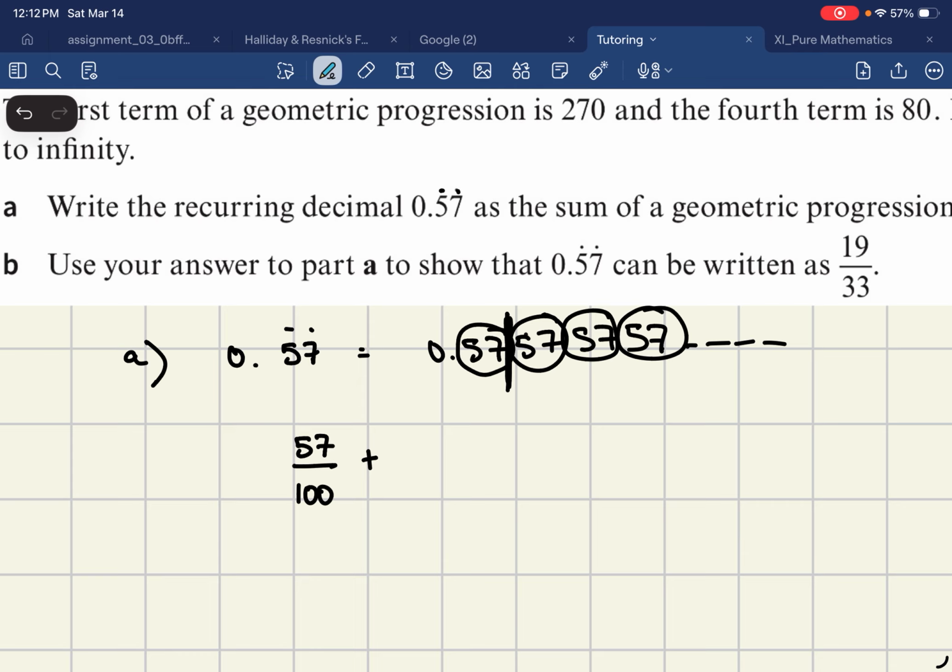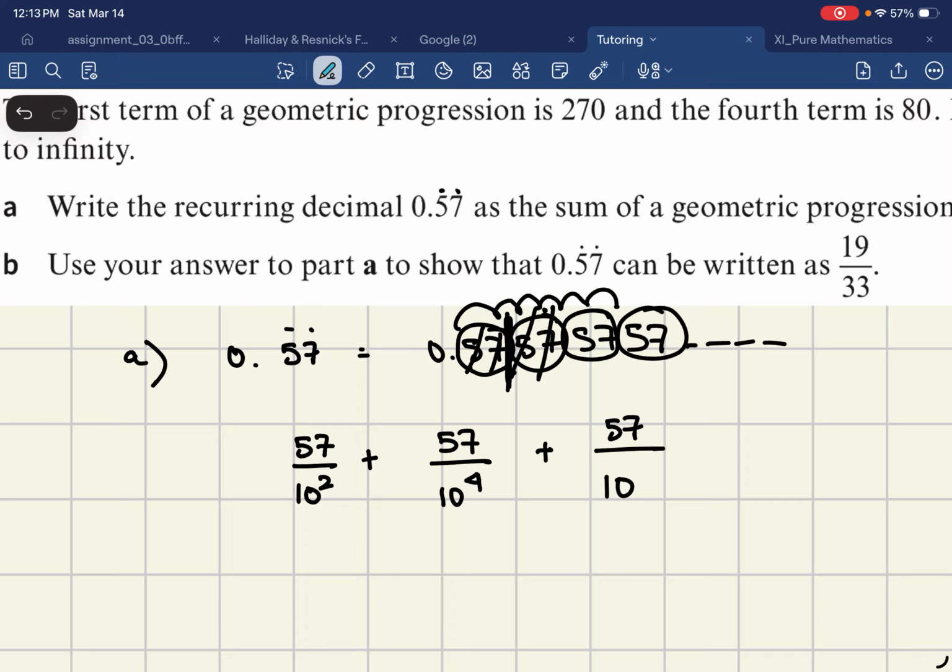Plus, now I imagine that these are zeros. How do I write the next 57? Well, that is just 57 divided by 1, 2, 3, 4, so 10 to the power 4. 100 is 10 squared. And now I'm done with this. So 57, how do I write? I have 1, 2, 3, 4. I need to take 1, 2, 3, 4, 5, 6.